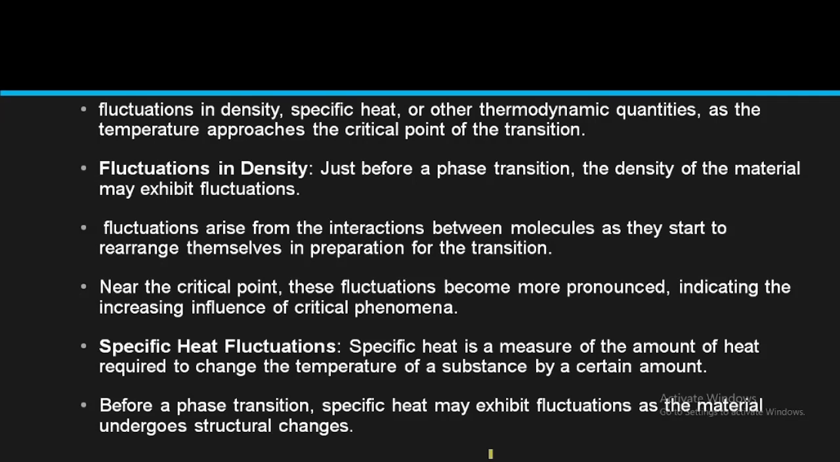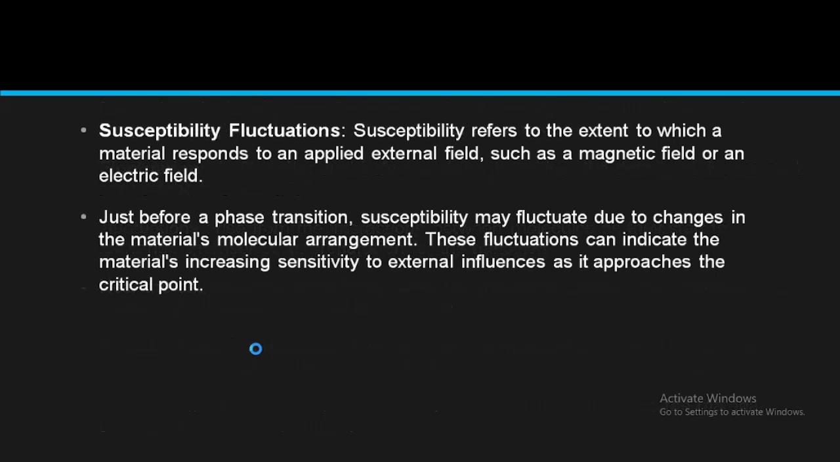Okay, and the next one is specific heat fluctuation. So what is specific heat? It is a measure of the amount of heat required to change the temperature of a substance by a certain amount, correct? We say 1 degree Celsius and so on. Before a phase transition, the specific heat may exhibit fluctuation. Similar to density, due to the structural changes undergone by the molecules of that particular material, the specific heat also shows variation.